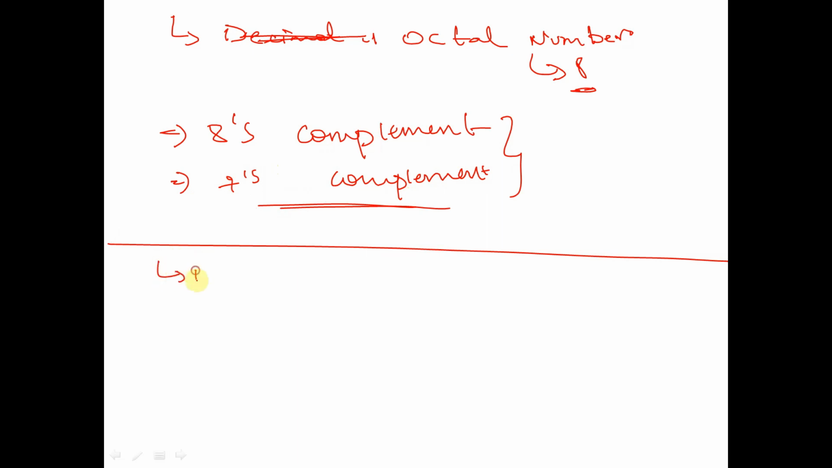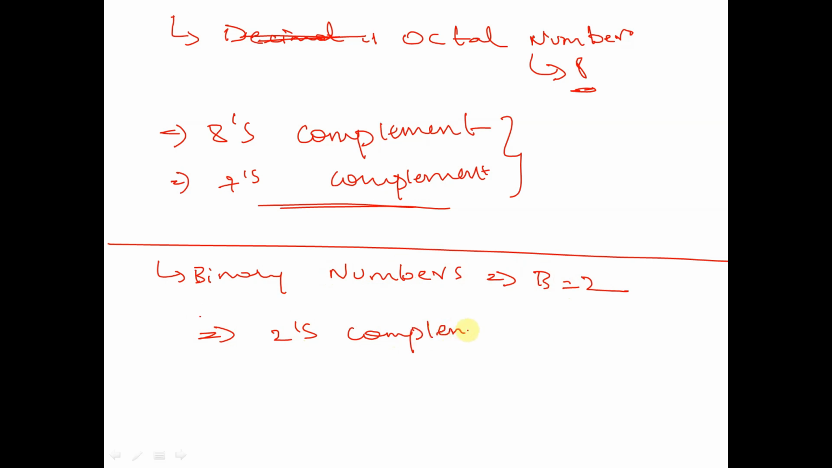Now take another example, say for binary numbers. What is the base of the binary number? We know base is equal to 2. So for binary numbers we have 2's complement and 2 minus 1, that is 1's complement. So like this, for any base B, we have two types of complement. One is B's complement and another is B minus 1's complement. In case of binary, one is 2's complement and another is 1's complement.